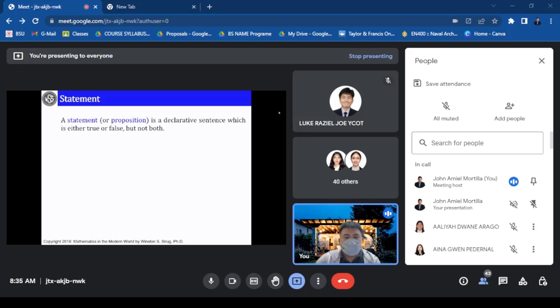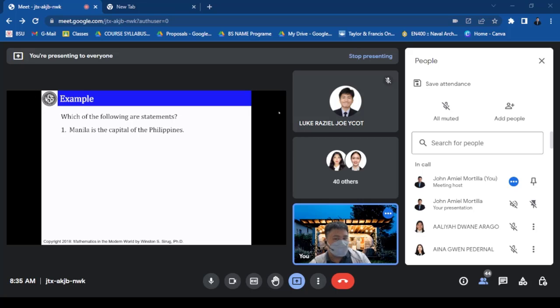So, we have statements. So, what is a statement? A statement is a declarative sentence which is either true or false but not both. So, the truth value of the statement is the truth or falsity of the statement. Okay, so example, which of the following are statements? So, number 1: Manila is the capital of the Philippines.